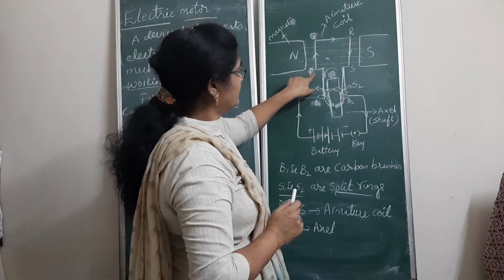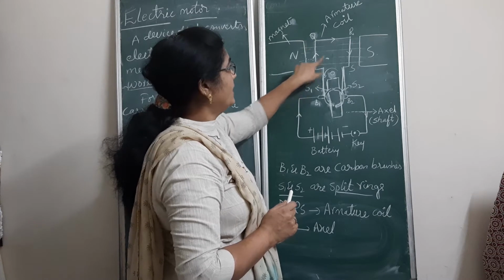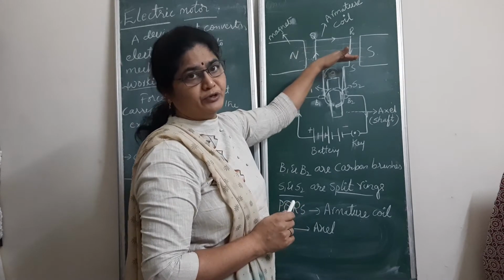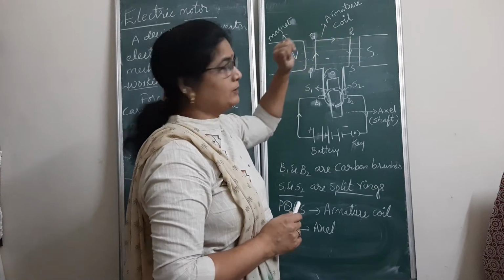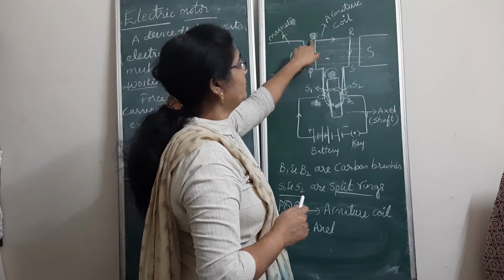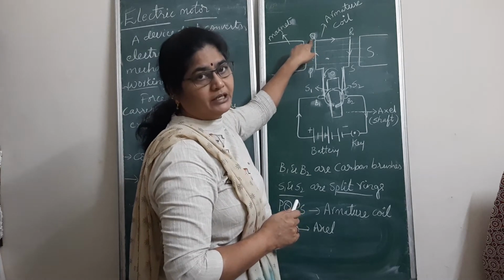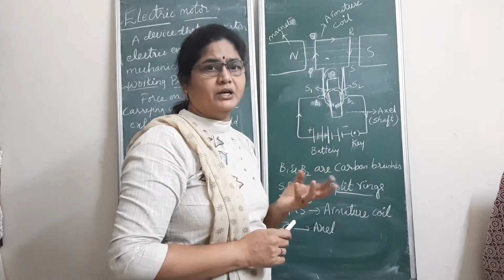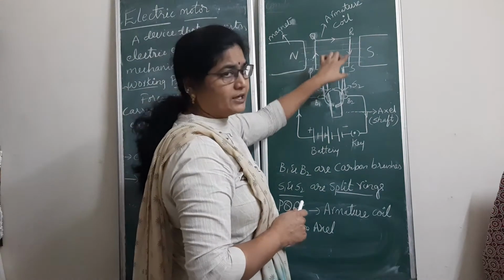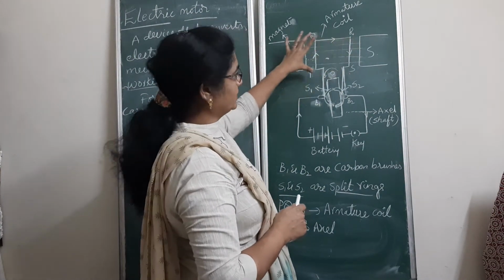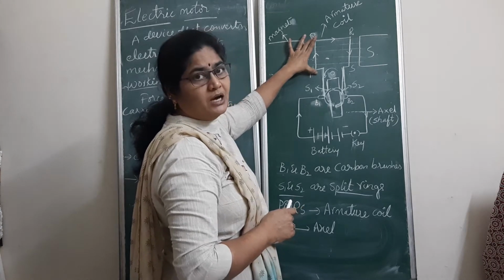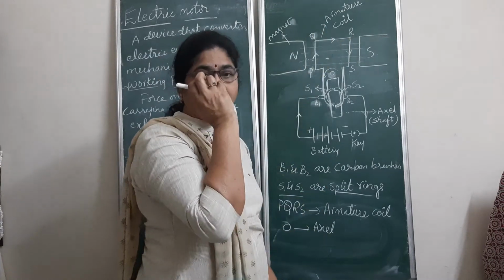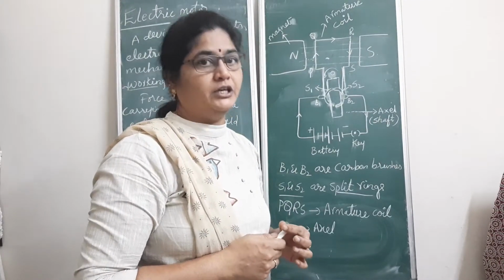If you observe, the arms PQ and RS are perpendicular to the lines of force from north pole to south pole. Whereas the arm QR is parallel to this magnetic field. Arm in the sense, this is all made of copper, it's a conducting wire. It's a total conductor where we are taking different parts of the conductor. So PQ is perpendicular, RS is also perpendicular, whereas QR is parallel to the external magnetic field.